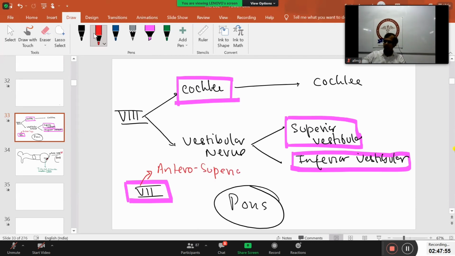Anterosuperior compartment has the facial nerve. So facial nerve in the internal acoustic meatus is present in the anterosuperior quadrant.